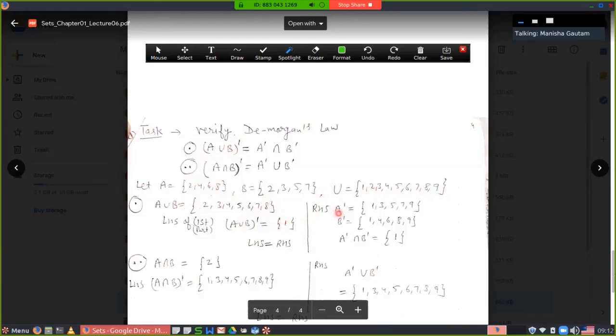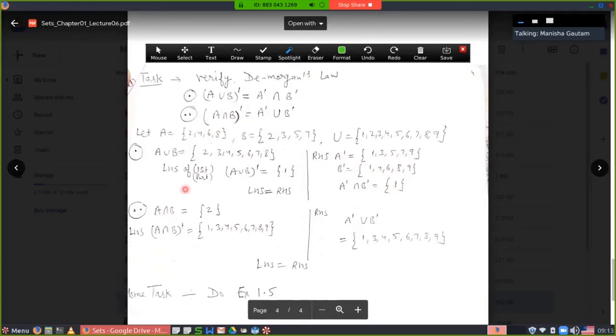For the right hand side, first of all you have to calculate A complement, then B complement, and then the intersection of A complement and B complement. A complement is what? The elements 2, 4, 6, 8 deleted from the universal set. You will get 1, 3, 5, 7, 9. Similarly, you can calculate B complement. The intersection of these means the common part of the sets. It means there is only one common element, 1. Left and right both sides are equal. This is the verification of the first part of the property, De Morgan's law.